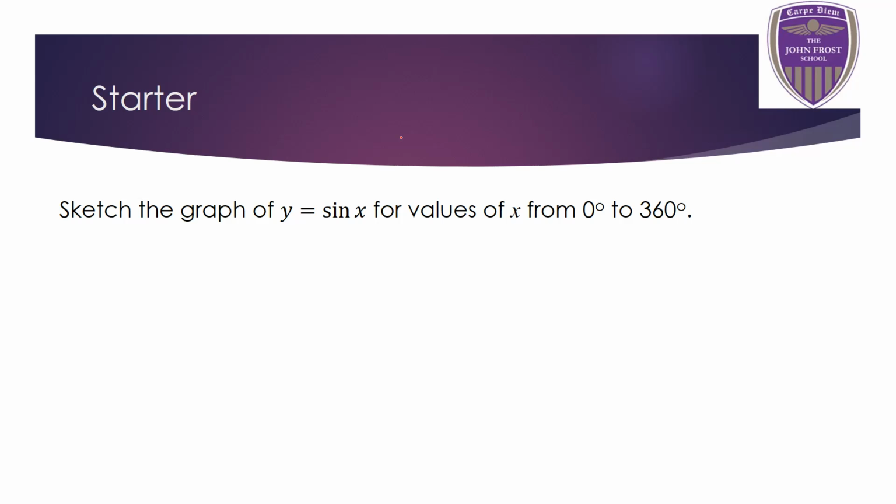Hopefully you remember from previous lessons what this sketch should look like, but if you don't, then we can work it out, no problem. The values of x are from 0 to 360, so we're going to substitute values in intervals of 90 instead of x. We substitute 0 first, then 90, then 180, then 270, and then 360, and they will give us the y values.